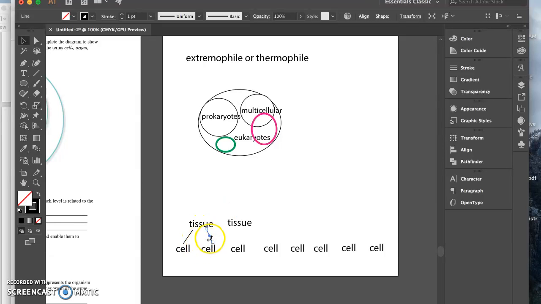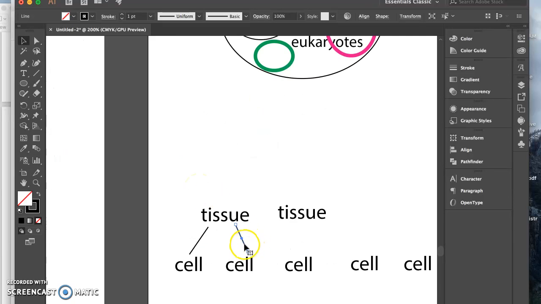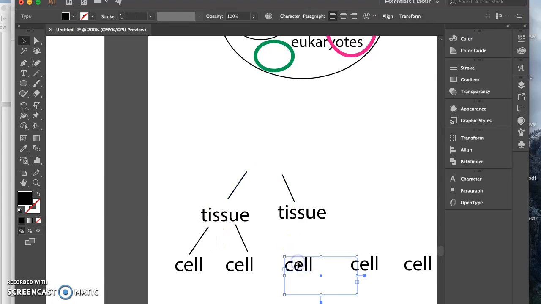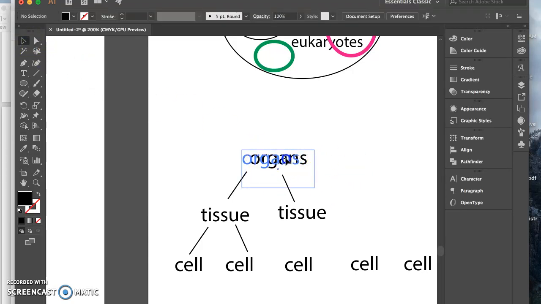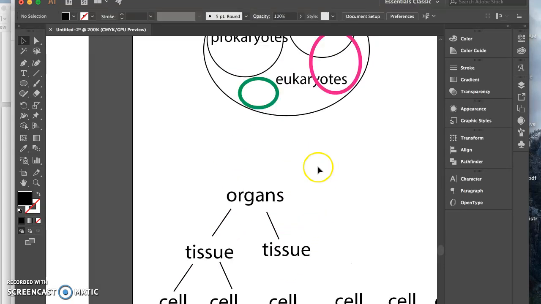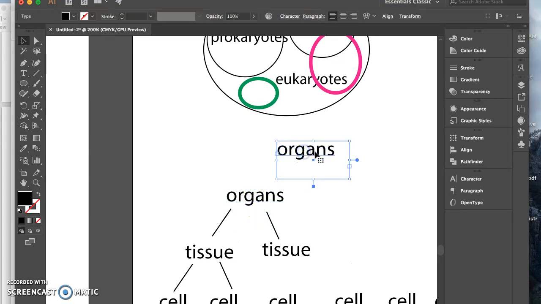And then when we have tissues come together, they form organs. So for example, we might have cells that make up muscles. The muscle will be the tissue, and the muscles might come together with blood vessels and fat to make an organ like the heart. And then we have organs come together to form organ systems.